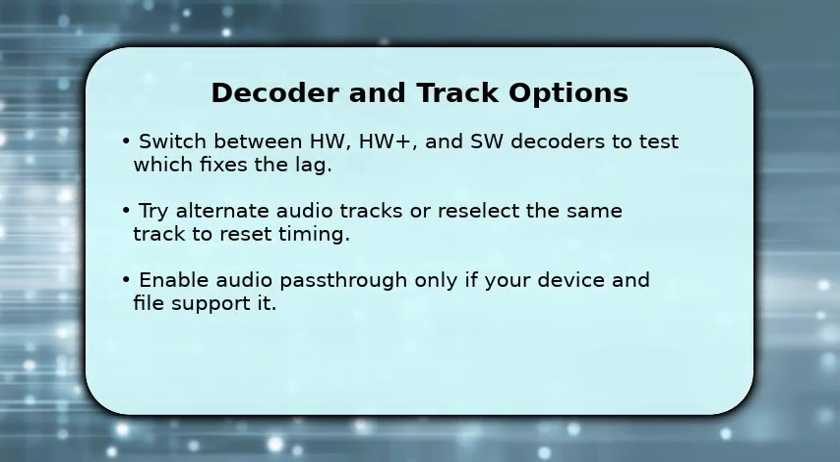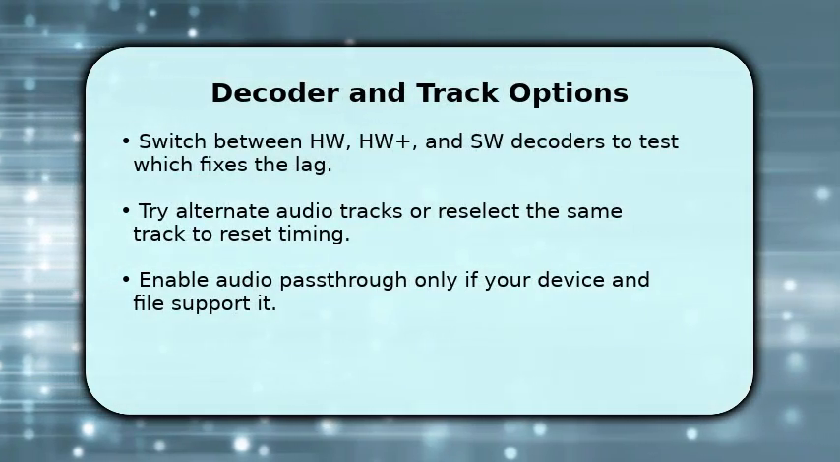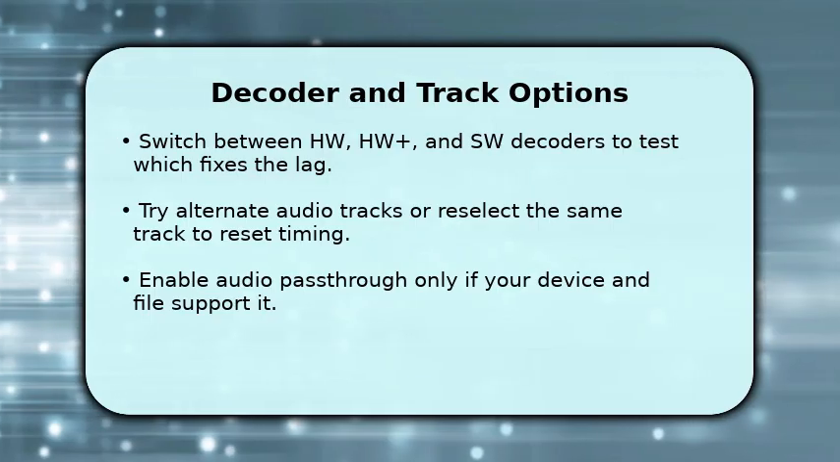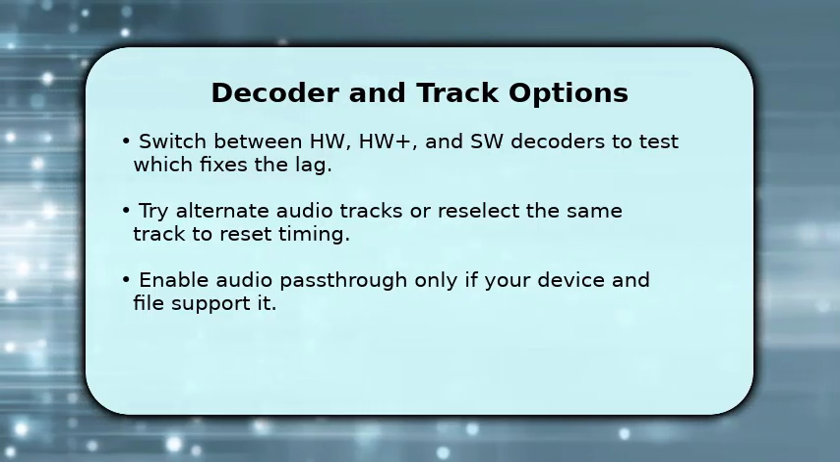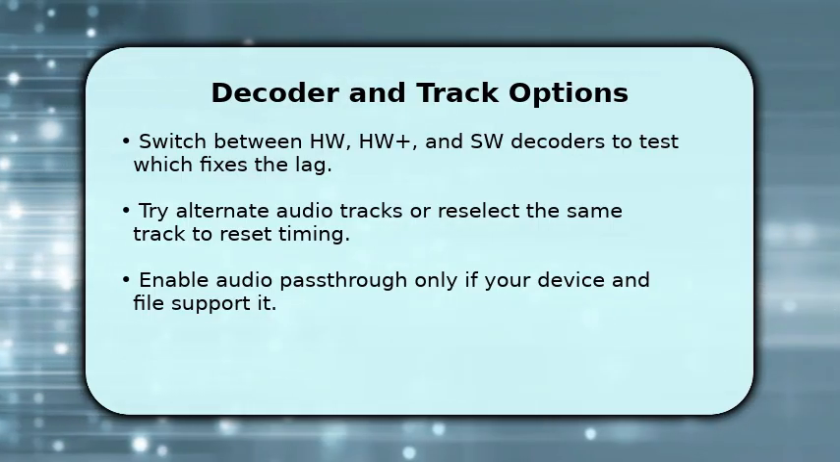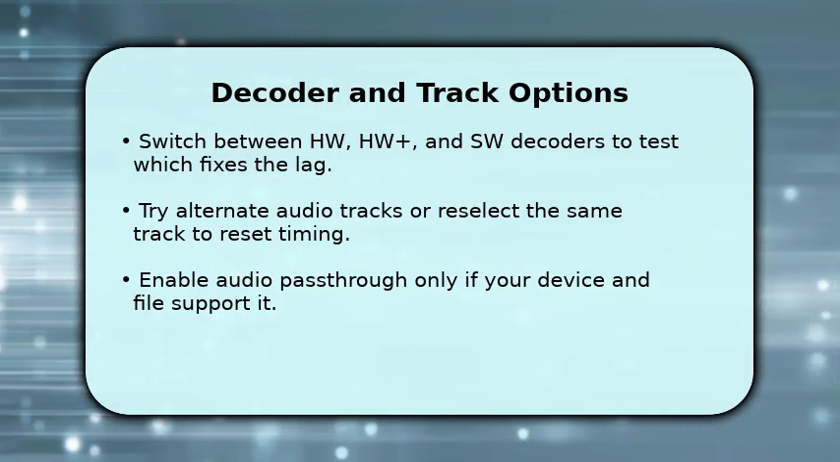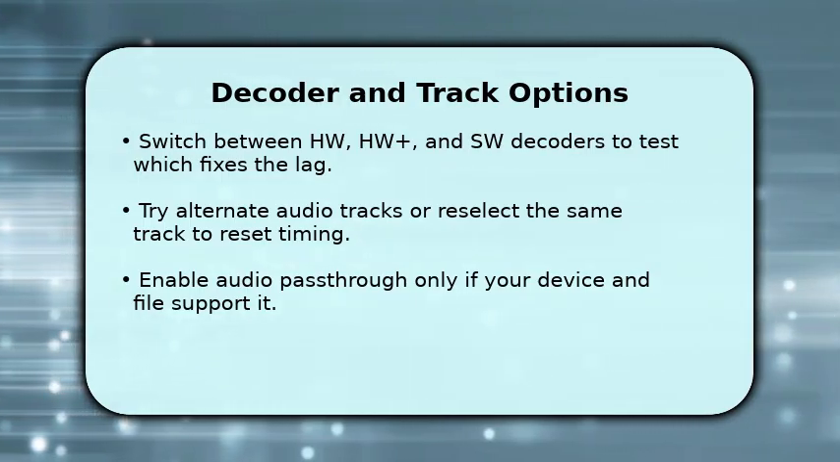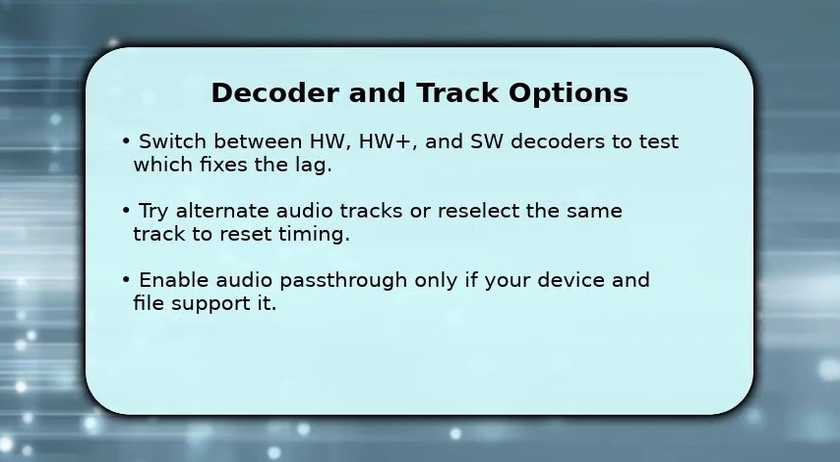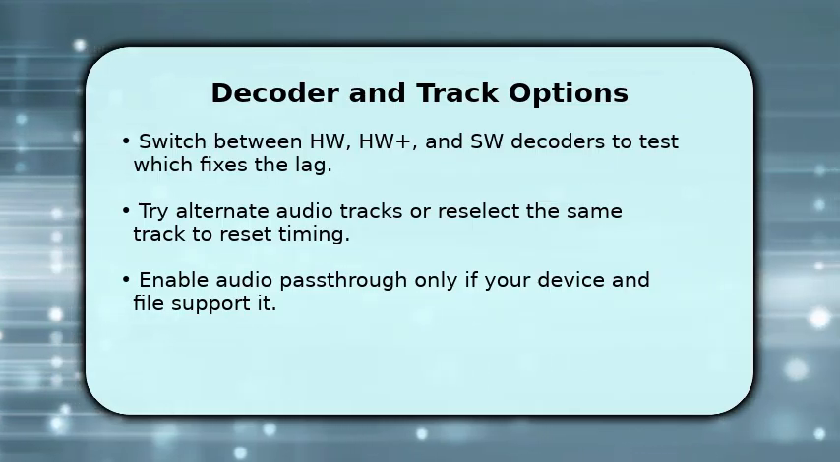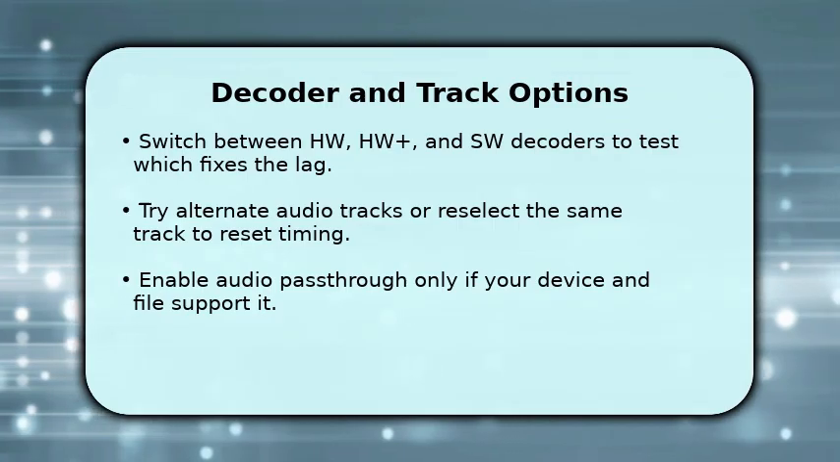If quick delay adjustments fail, change the decoder setting to test performance. Open the three-dot menu and choose HW, HW+, or SW decoder, then replay the file. Different decoders handle audio differently and one may correct sync. Also try switching the audio track or reselecting the same track to force a timing reset.